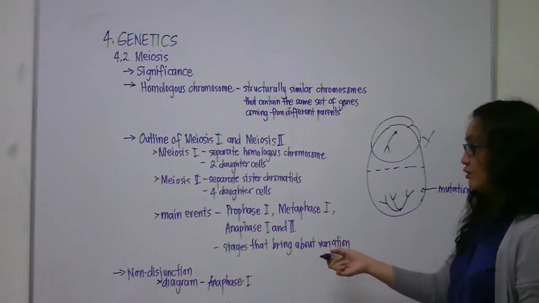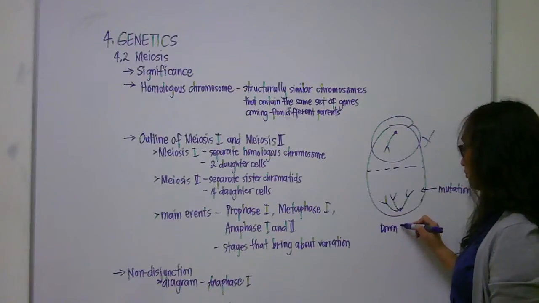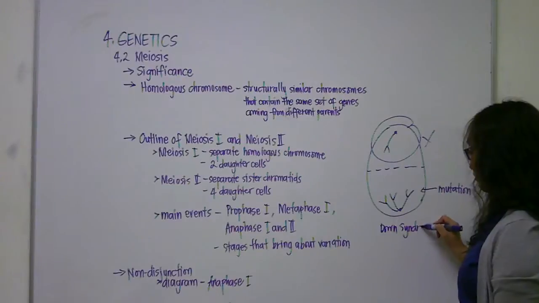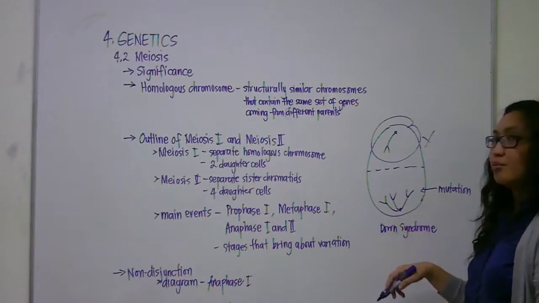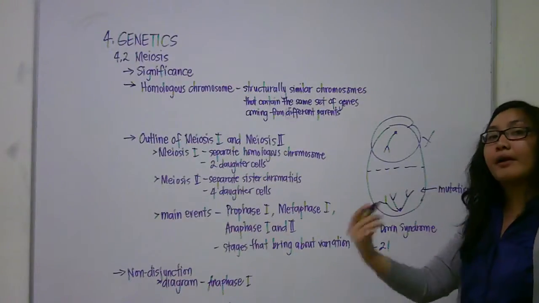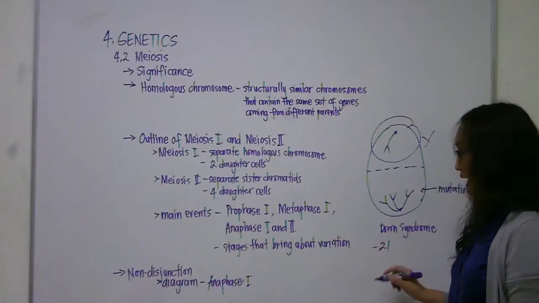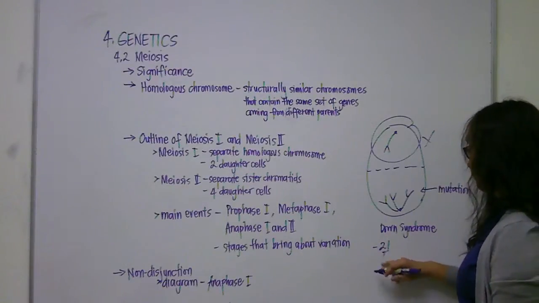So we can show the students that because of non-disjunction, Down syndrome can occur. In Down syndrome, we can show that on the 21st chromosome, instead of having just a pair of chromosomes, there are 3 chromosomes present.